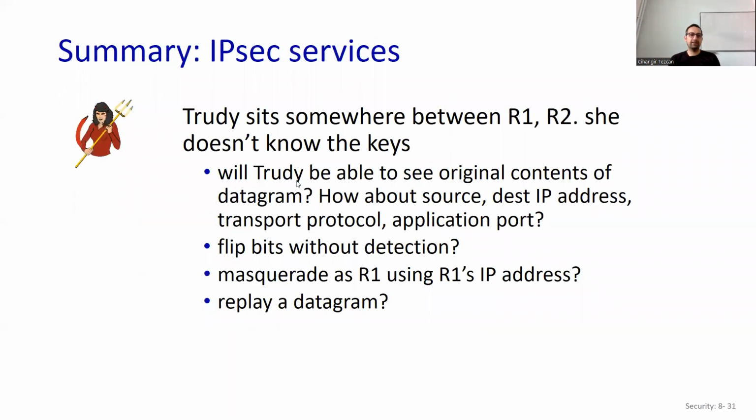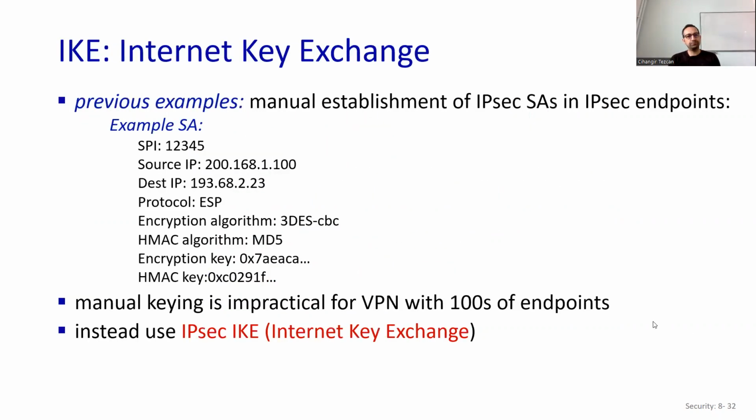But as you can see here, Trudy cannot do anything if you have already established the connection in a good way, because you are using AES, and Trudy doesn't have the secret key. So you are encrypting everything, so Trudy won't be able to perform these attacks, okay?